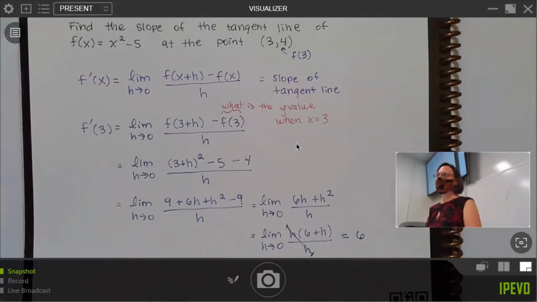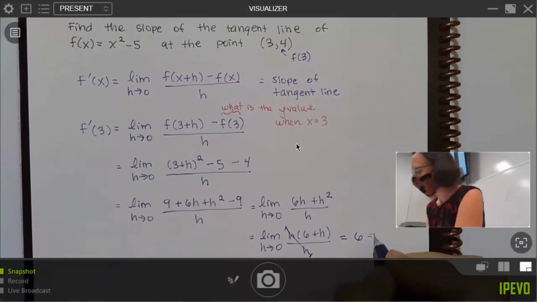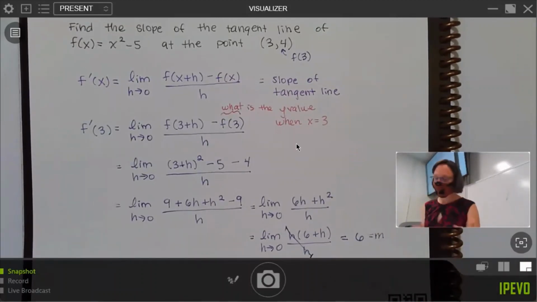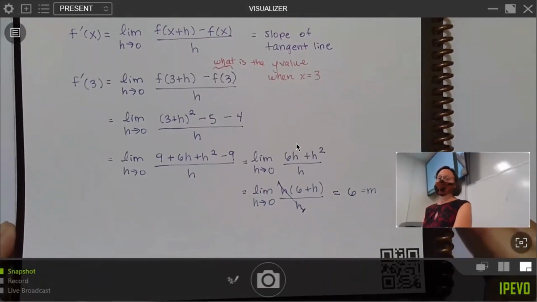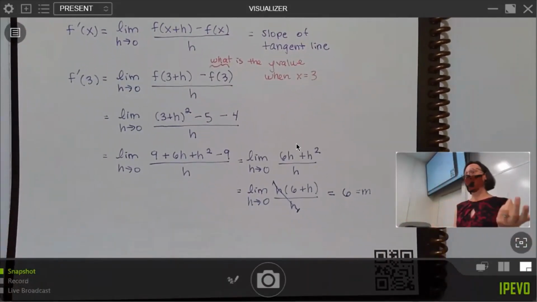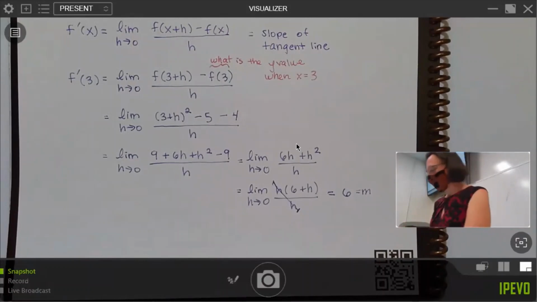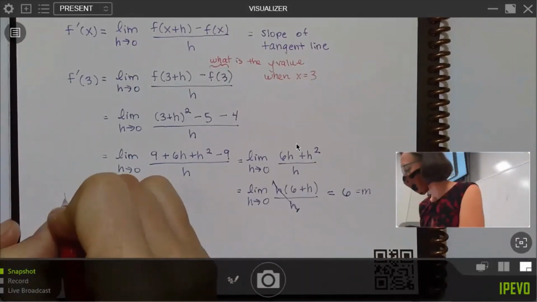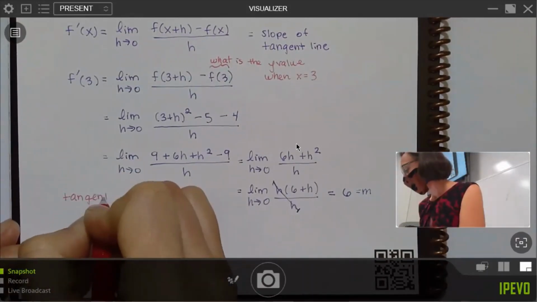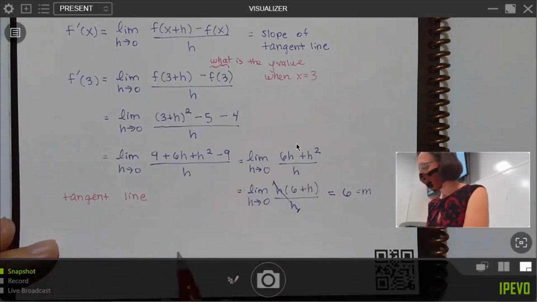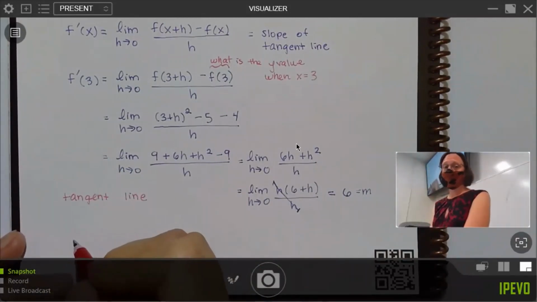More questions? So 6 is the slope of the tangent line. Yep, that's our slope. I don't think we were asked to actually write the equation of the tangent line, but just for fun, let's go ahead and write it since we did all this work. We have our point 3, 4.